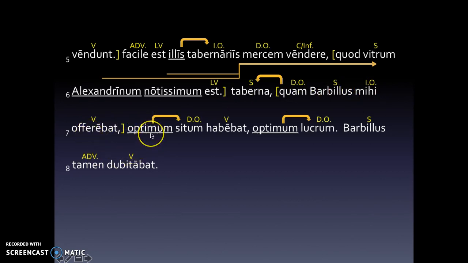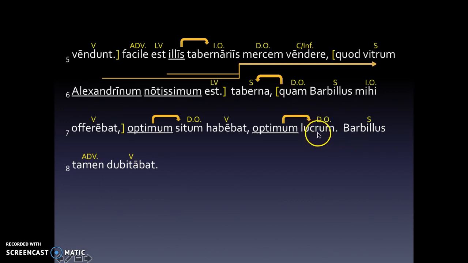All right, optimum, adjective, nice, modifies this right here, situm. Situm is a direct object. Habebat's the verb. Optimum is modifying lucrum. Nice and easy. They even look the same. We've got another direct object here.